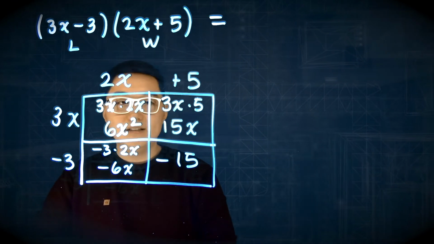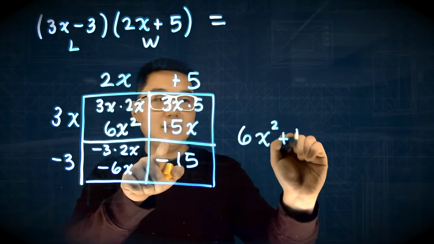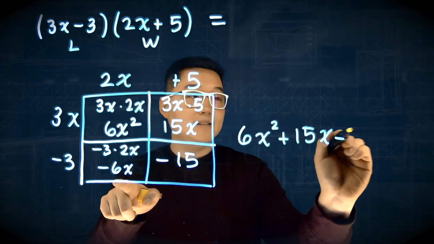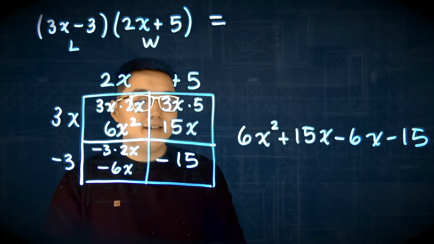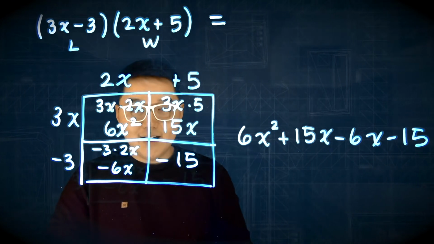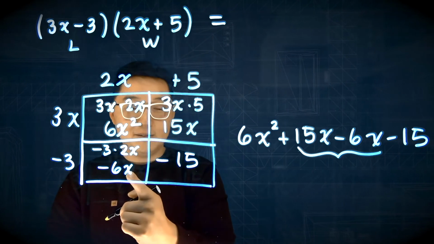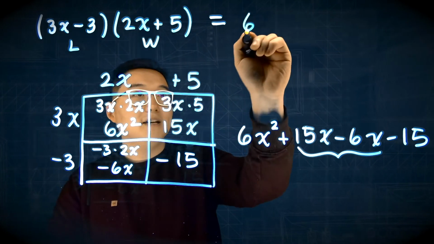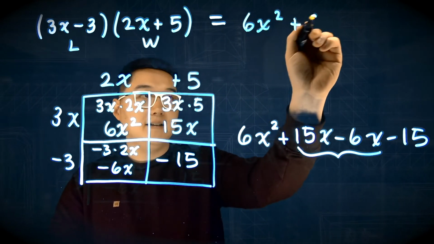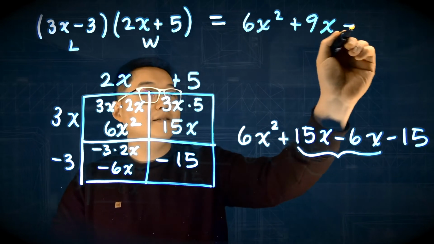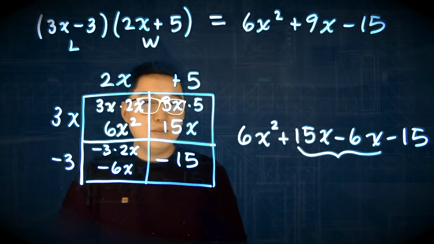So that gives us a grand total of 6x squared plus 15x minus 6x minus 15. But again, is there something that we can simplify? Yes, the 15x and the minus 6x are like terms. So this gives us 6x squared, and then 15 minus 6 is just 9x, minus 15. Now let's try one more harder example.